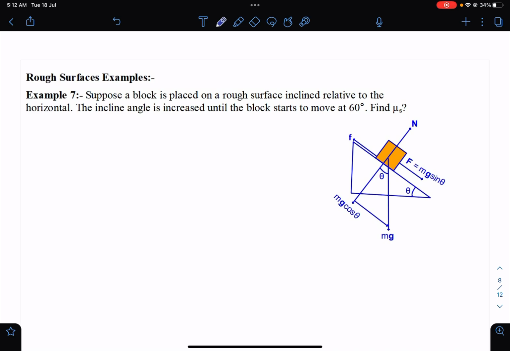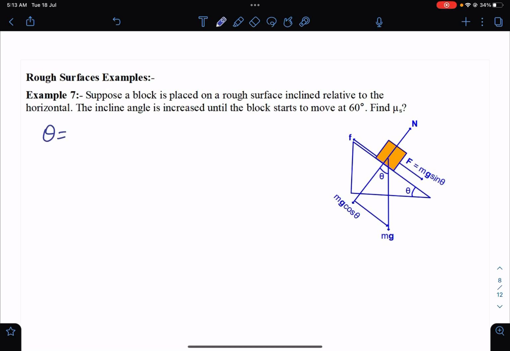Let's see what the question says. Suppose a block is placed on a rough surface inclined relative to the horizontal. The inclined angle is increased until the block starts to move at 60 degrees. Find mu s. Okay, what is mu s?